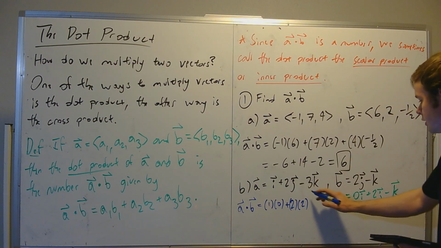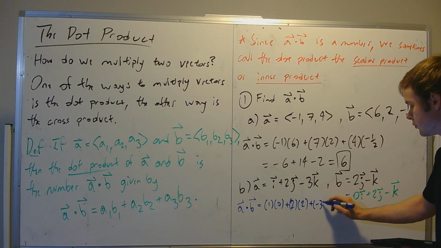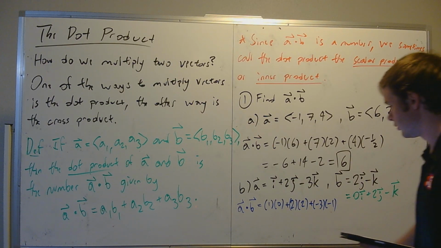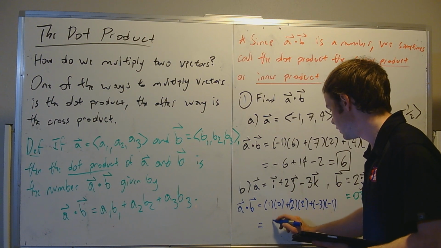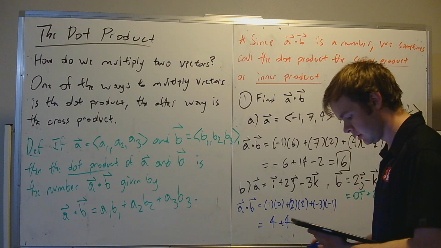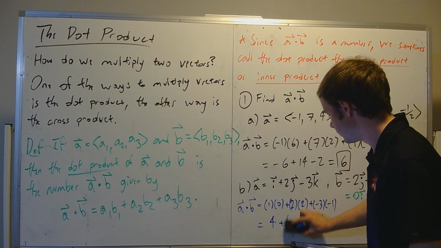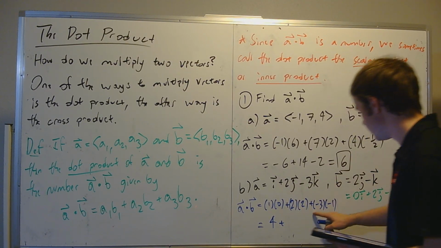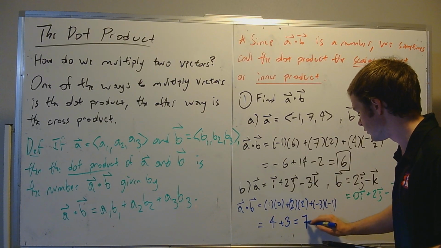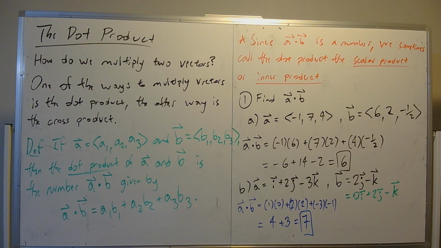And then we multiply together the k's. We've got minus 3 times minus 1. Right, so we just add together all of these things. So this first one cancels out, the second one is 4, and the third one is 3. Negative 3 times -1 is positive 3. So our answer here is 7. So that's the dot product of the two vectors.